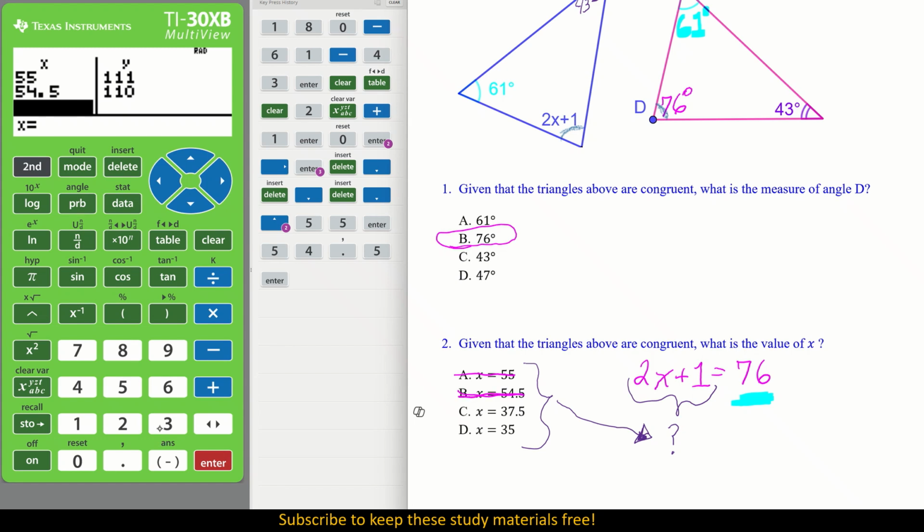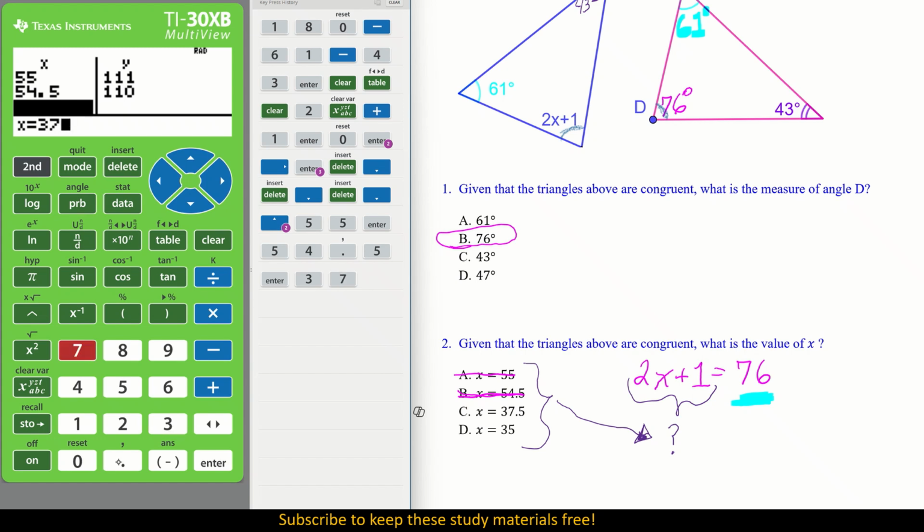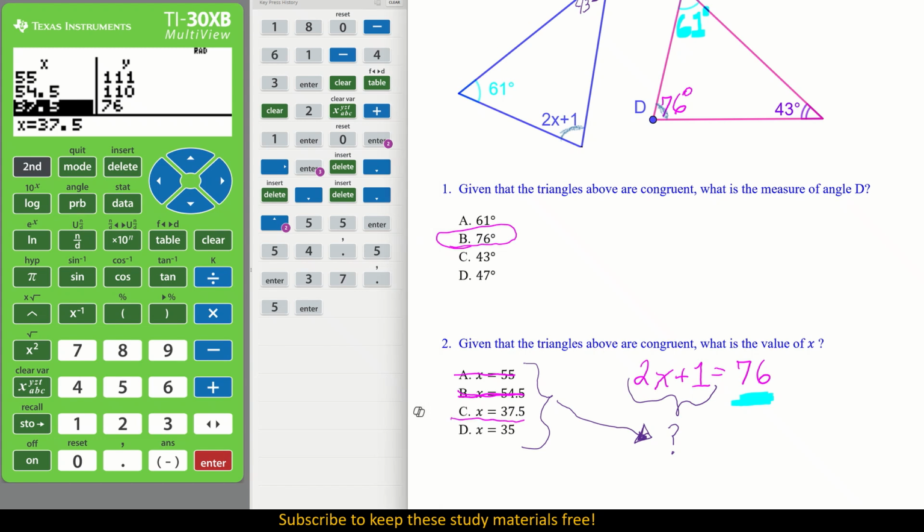Let's try this one. 37.5. Enter. Ooh, it equals 76. I'm going to say that is the answer. And it is. Think about it. 2 times 37.5, I'm sorry, it is actually going to be 75. Plus one more is 76. Okay, so obviously we're good.